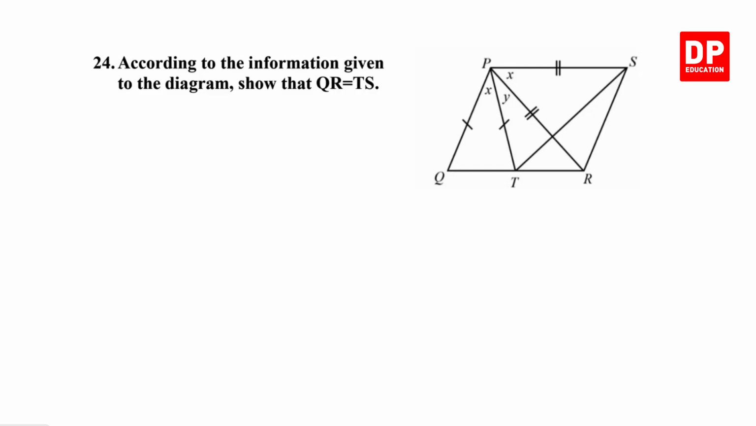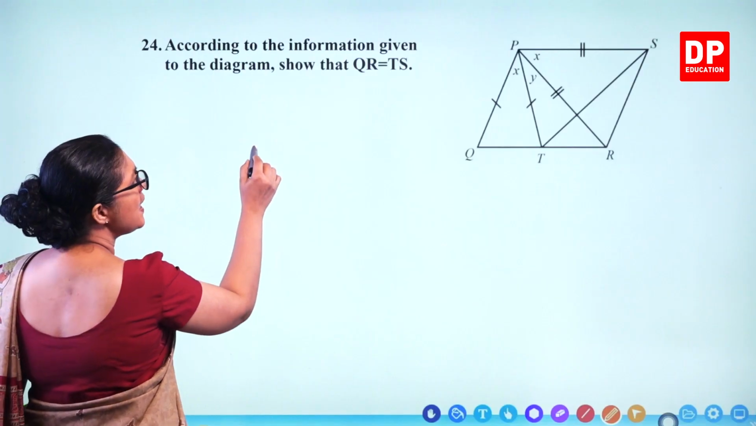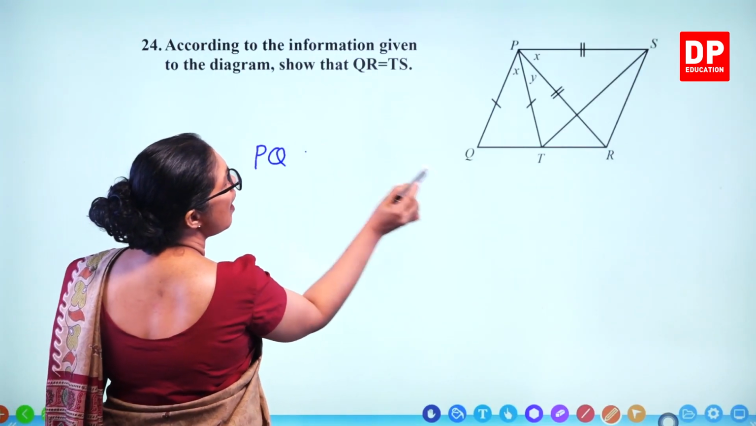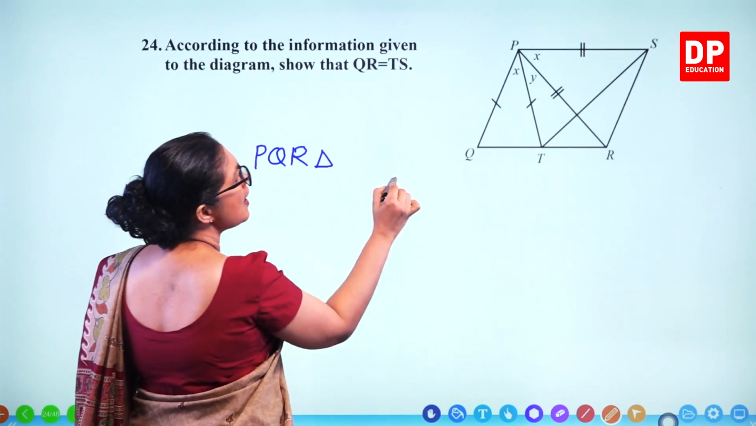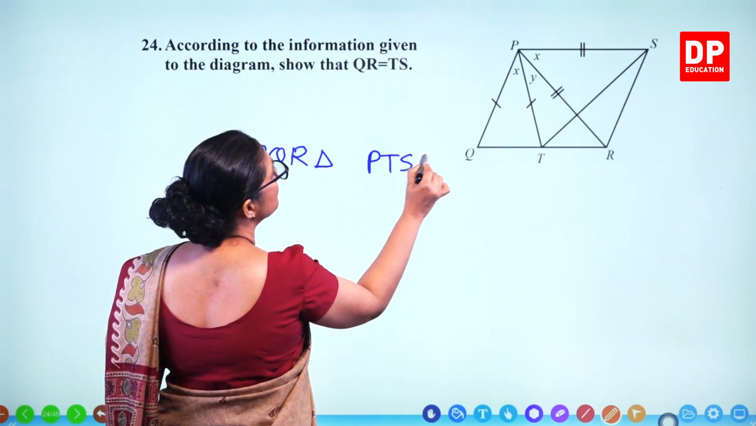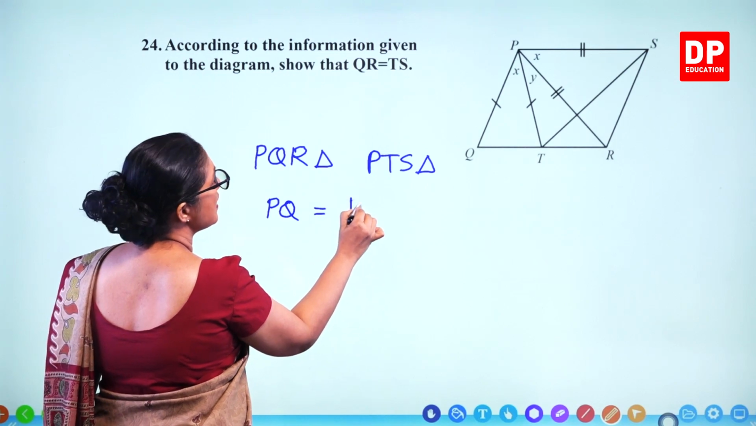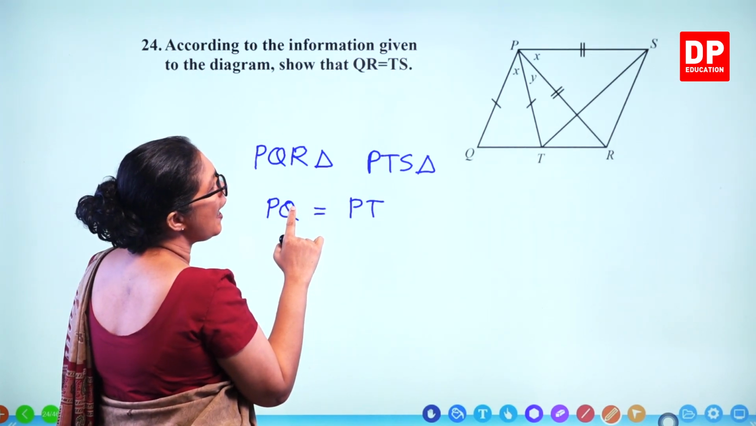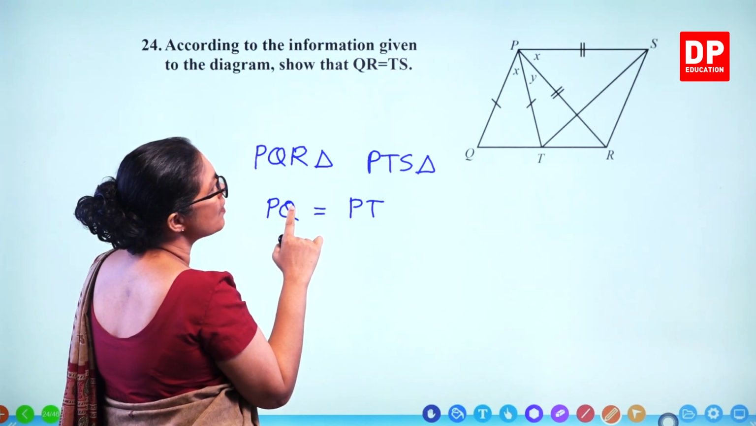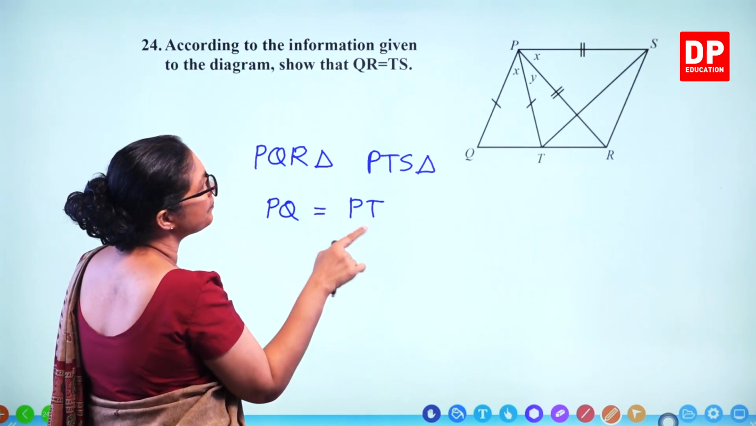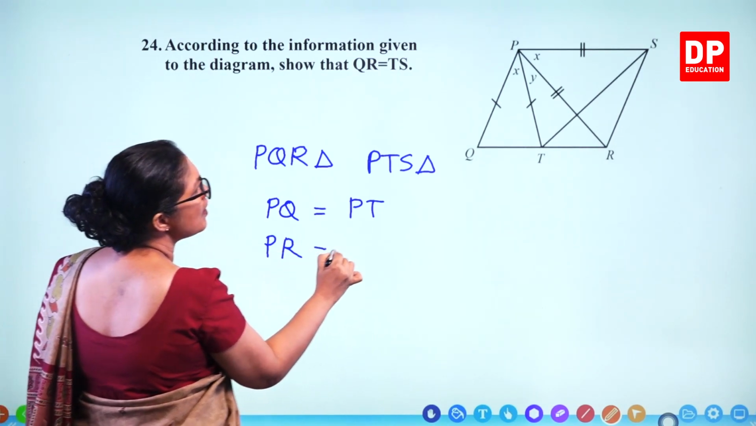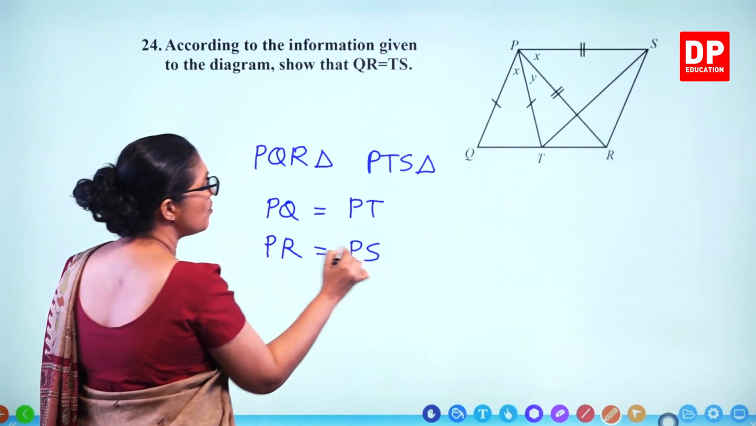Question number 24. According to the information given to the diagram, show that QR is equal to TS. So we need to think about the two triangles PQR and we'll take PTS triangles. What can you say? PQ is given equal to PT. Lengths are given. And then what else? PR is equal to PS. Two lengths are okay.